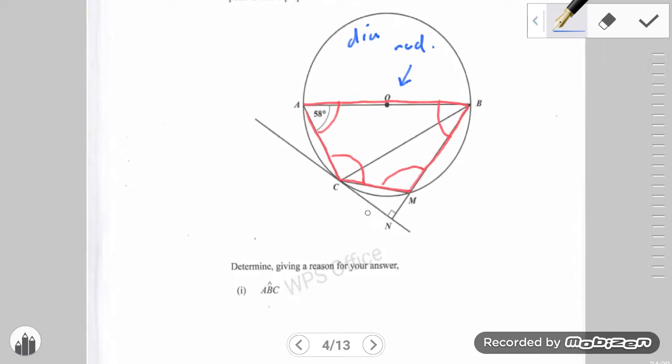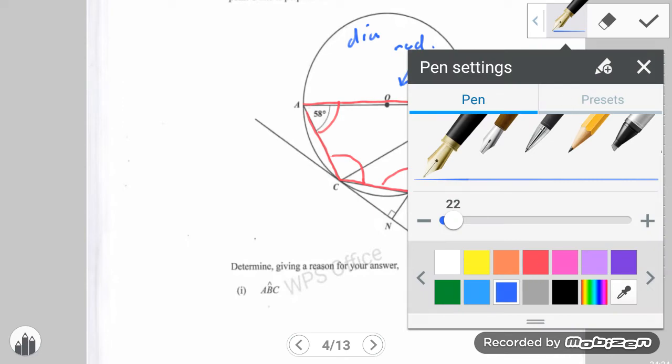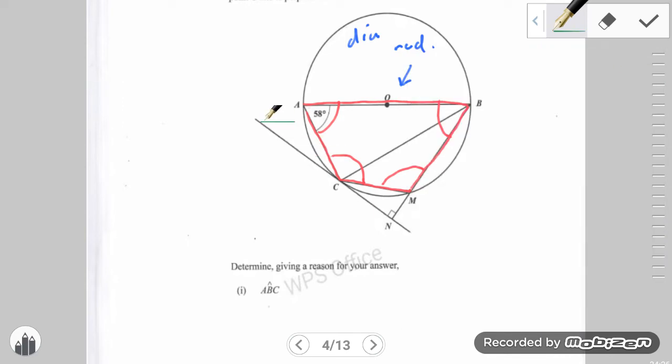There is also a tangent. If you observe carefully, there is also a tangent here. And like the previous question, guys, when there is a tangent, if a diameter or a radius is drawn to the tangent, then it forms 90 degrees.